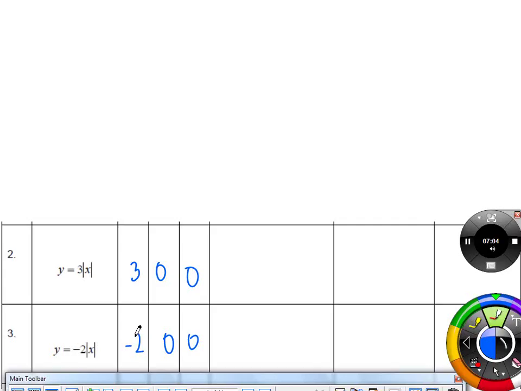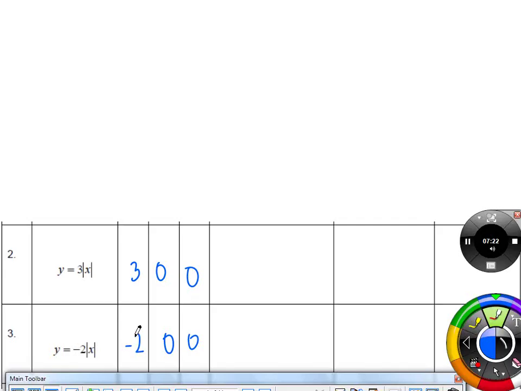What about when the number changed from 1 to 3 or from 1 to 2? What did you guys see? Okay, good. So A is controlling 2 things. The positive negative part of A is controlling whether we're opening up or down. And then the number part of A is controlling whether we are more narrow or wider than the parent function.